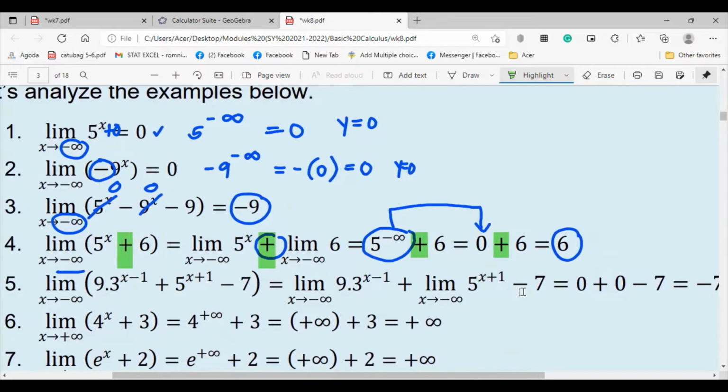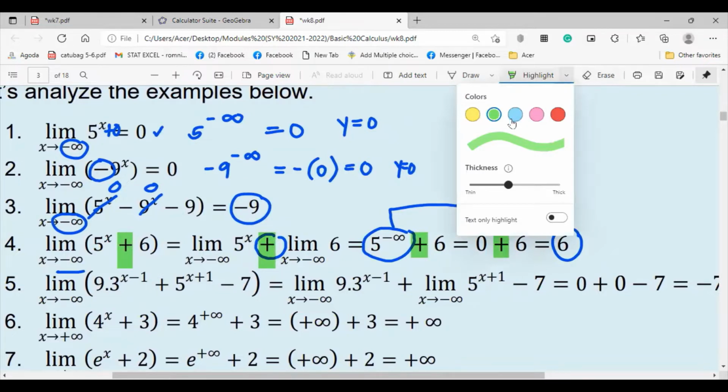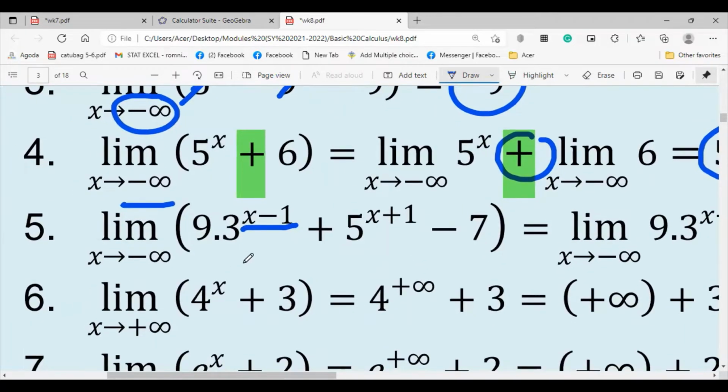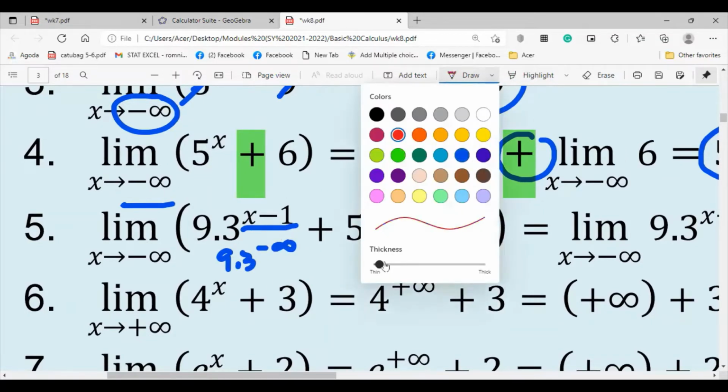Now, number 5. Okay. Tandaan natin, class, na paano kung nagkaroon ng exponent na hindi lang x and you can have x minus 3. Hindi kayo dapat ma-discourage na isolve ang ganyang problem. Katulad nito number 5. You see that there is x minus 1. Ano naman kung may x minus 1? Eh kung infinitely decreasing ang x na yan, pwede mong sabihin negative infinity minus 1. This is still negative infinity. So ang ending nito ni 9.3 raised to x minus 1 is still 9.3 raised to negative infinity. It is still like that.